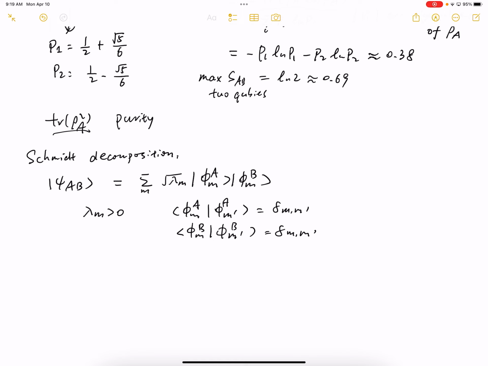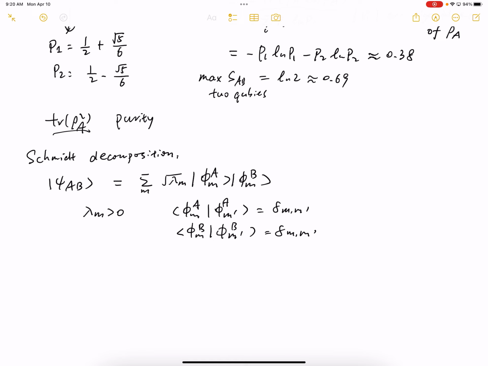So phi m a and phi m b are some basis states in the Hilbert space of the system A or the Hilbert space of the system B. So you choose some basis states in the system A and B, and then you can always decompose this this way. The important thing is that this decomposition shows that there always exists such a choice of basis states in the system A and B.